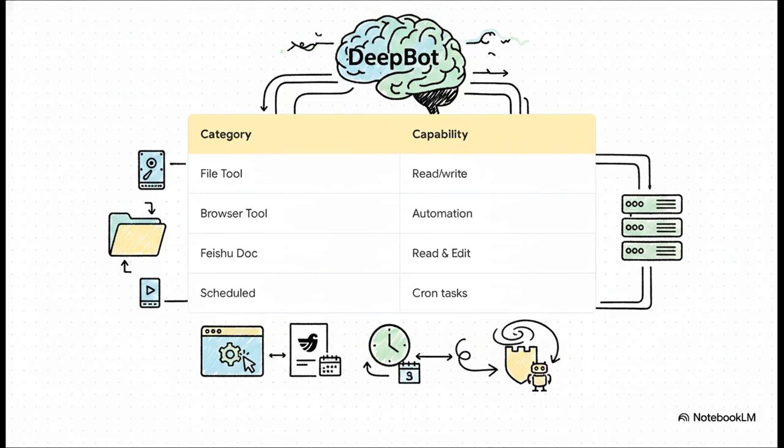DeepBot physically reads and writes your system files and even executes shell scripts. And if your team uses Feishu, also known as Lark, this is a total game changer. DeepBot natively authenticates, reads, and writes documents autonomously. It even features cron-based task scheduling. You can think of it like a built-in alarm clock, allowing the AI to wake itself up and perform recurring tasks with absolutely zero human intervention.